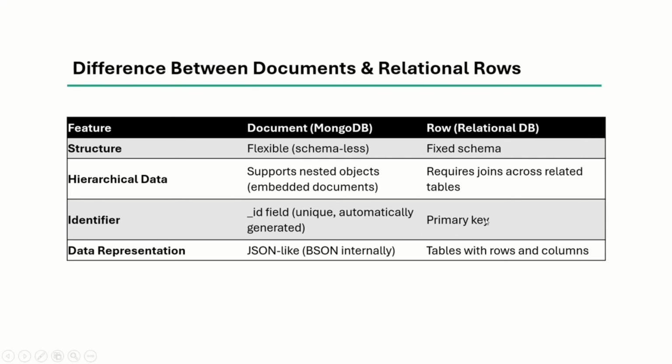In relational databases, each table has a primary key, and that primary key column also stores a unique value. Then in a document, we store data in a JSON-like format, which we call BSON. But in a relational database, the data is represented using tables with rows and columns.